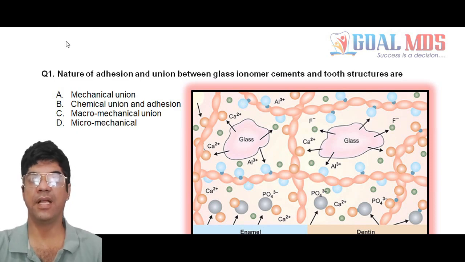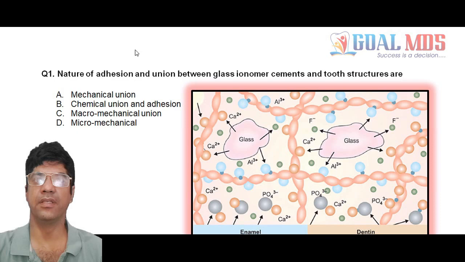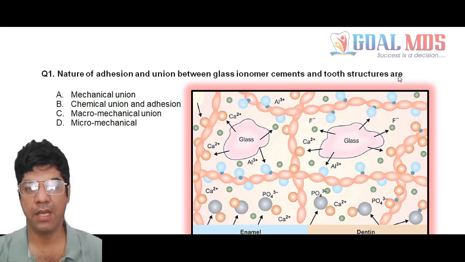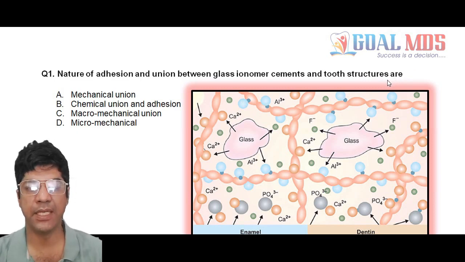So hello students, let us discuss MCQ of the second test, dental materials. The first question is the nature of adhesion and union between the glass ionomer cement and the tooth structure. Well, we all know that GIC is an acid based material.